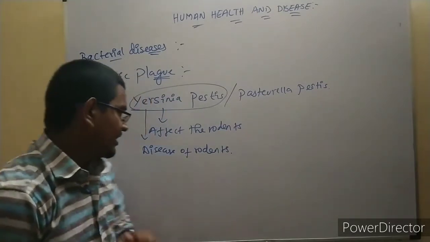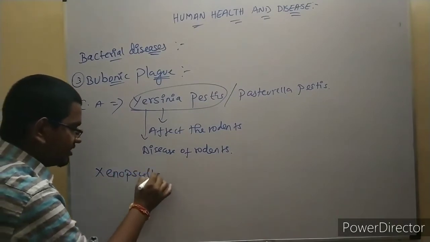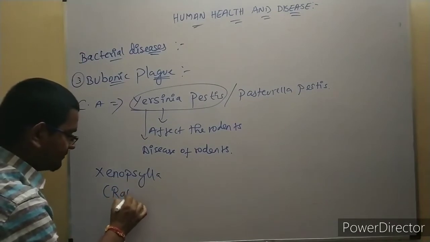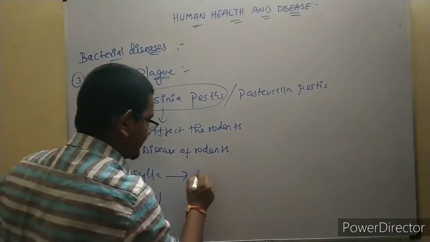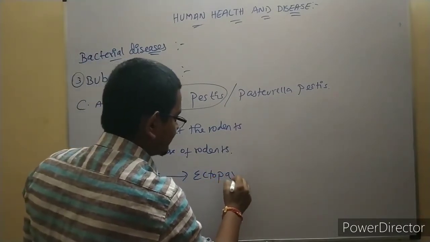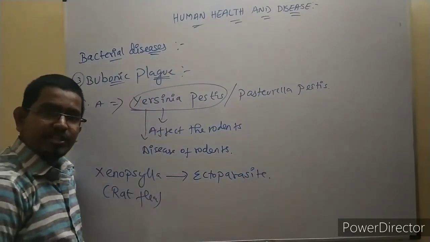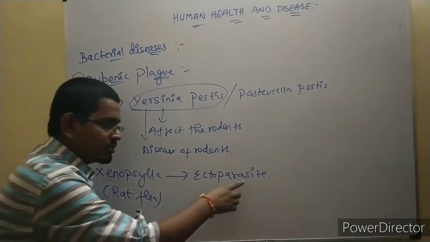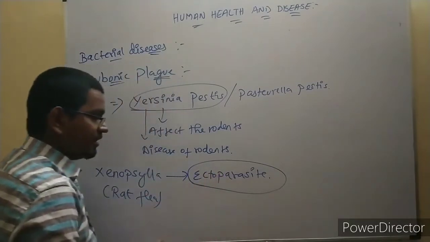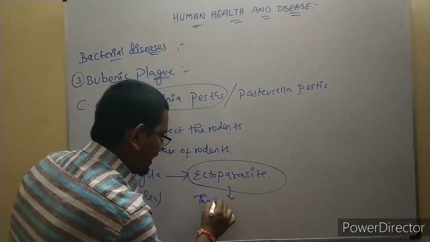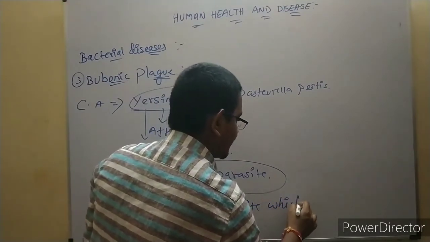There is a Xenopsylla. It is a rat flea. Xenopsylla is a rat flea. It is an ectoparasite. What is a parasite, students? A parasite is an organism which requires a host for the nutrients for survival. That is what is known as parasites. Ectoparasites means, what is ectoparasites? The parasites which live on the external surface of the host, right?